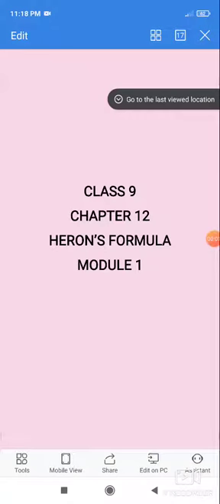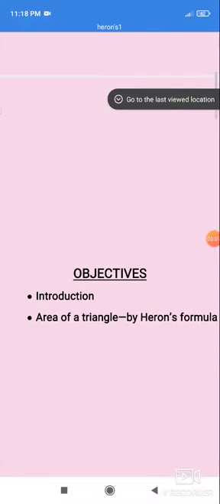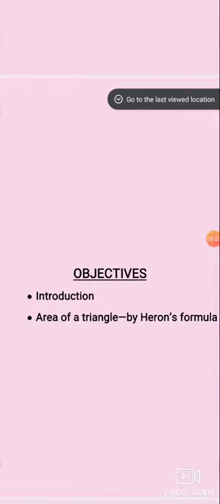Class 9, Chapter 12, Heron's Formula, Module 1. Objectives. In this module, you will learn about the introduction and also the area of a triangle by Heron's Formula.